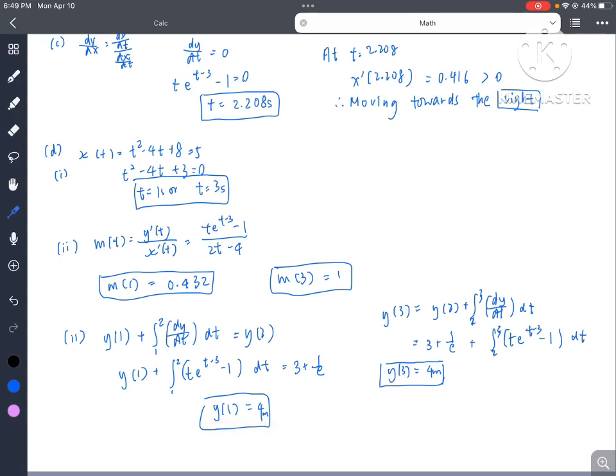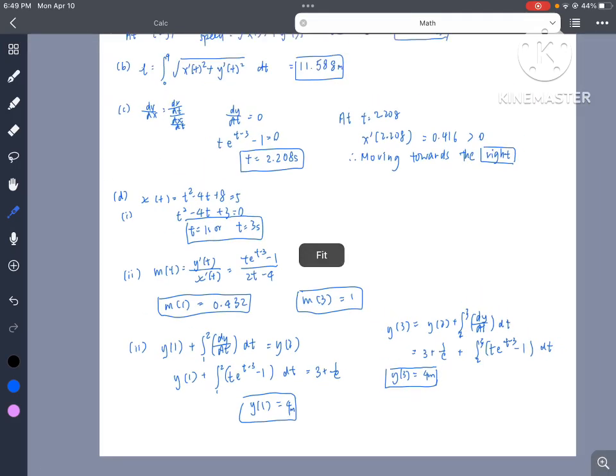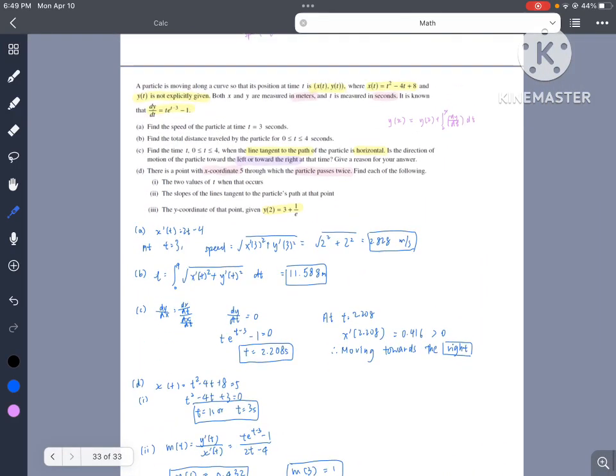y of 1 is equal to 4. And it's similar for 2 and 3. Just notice that the bounds are different. This time it's 2 and 3. But we find out the answer is actually also 4 meters, which is really interesting. Okay, so that was it for the two challenging parametric or vector valued AP free response questions. I hope you learned something new, and if you have any questions, feel free to leave them in the comments section. Thank you so much.